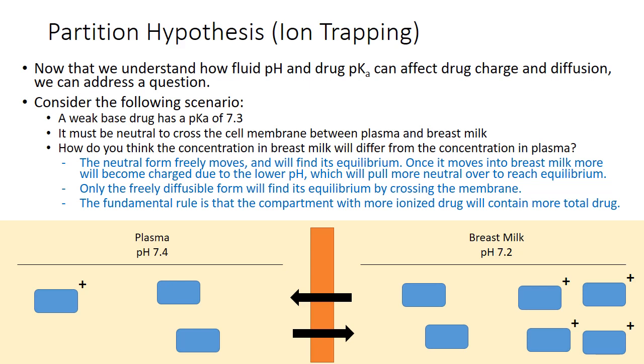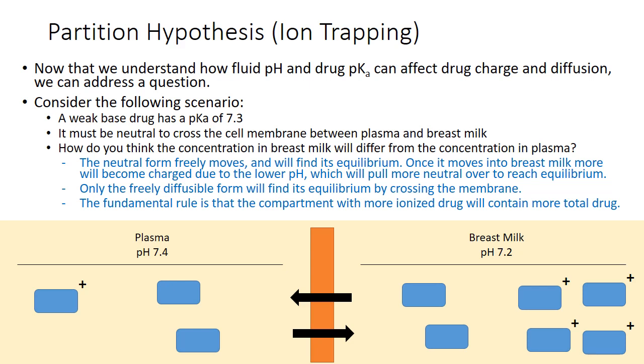And that means even if both tissues had an aqueous or watery fluid, the pH differences might change how much drug is in there. So just consider this scenario. There's a weak base that has a pKa of 7.3. Because it's a weak base, it's going to be protonated when the pH is lower than the pKa.